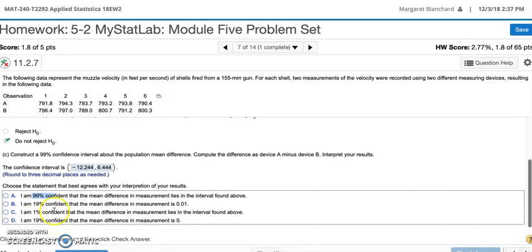So again, we were building a 99% confidence interval, and we remember from when we first studied confidence intervals, that means that we think that we are 99% confident that that mean difference, the statistic that we're looking at, falls within that interval. So let's click on A and check our answer.